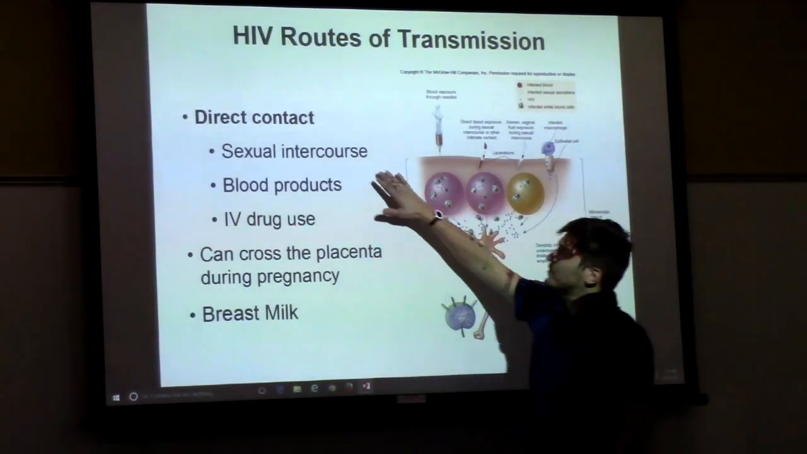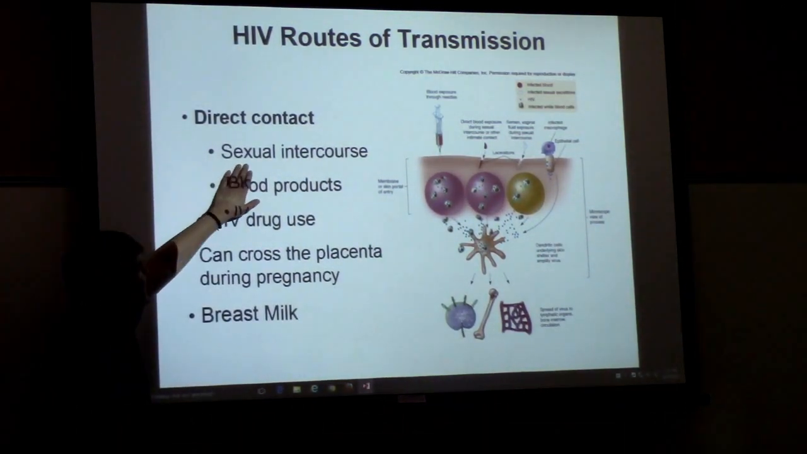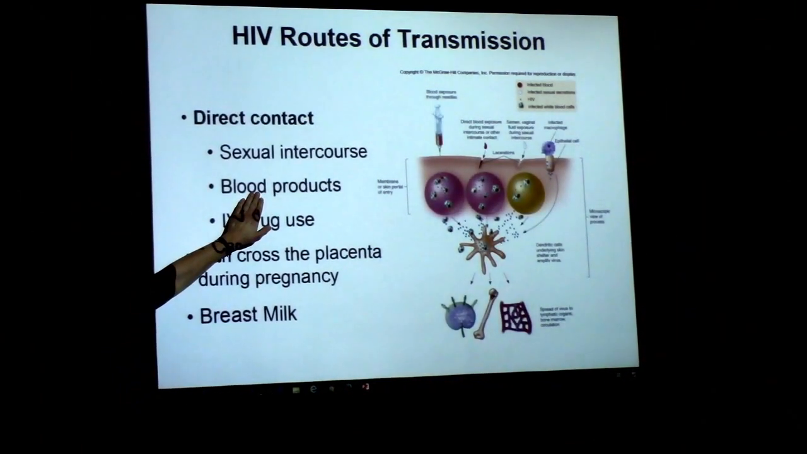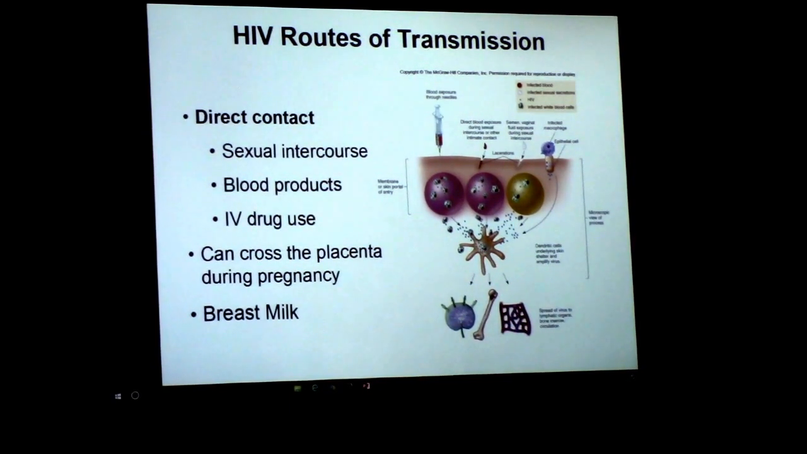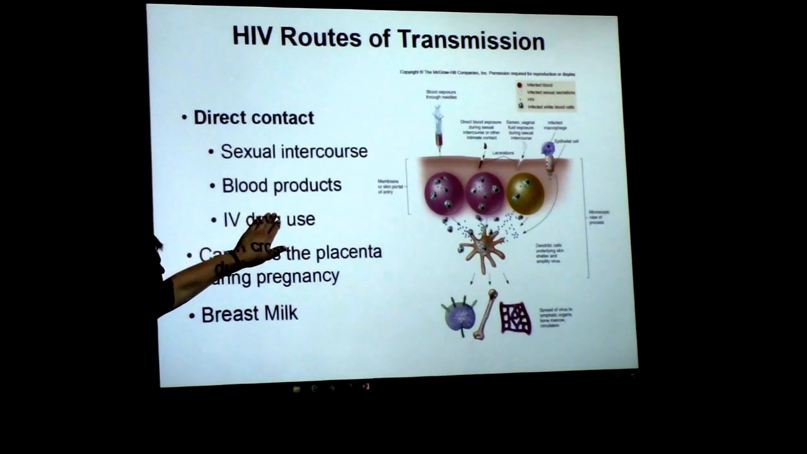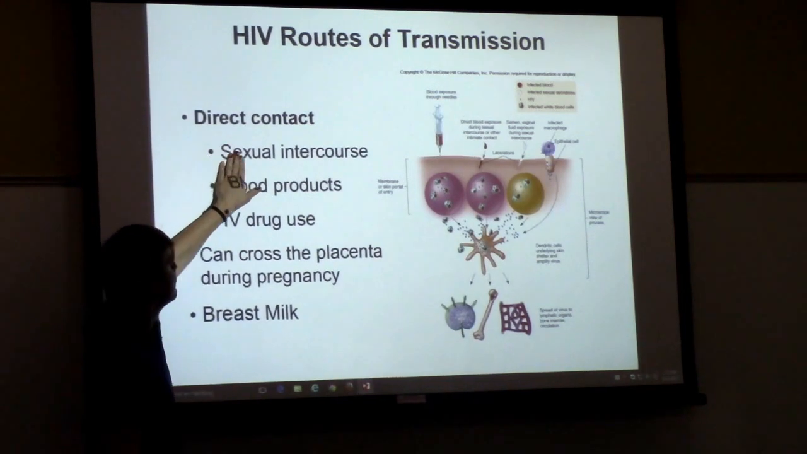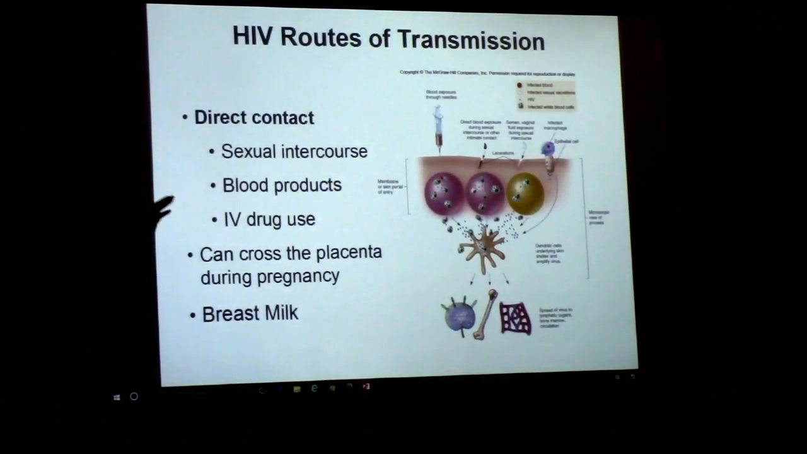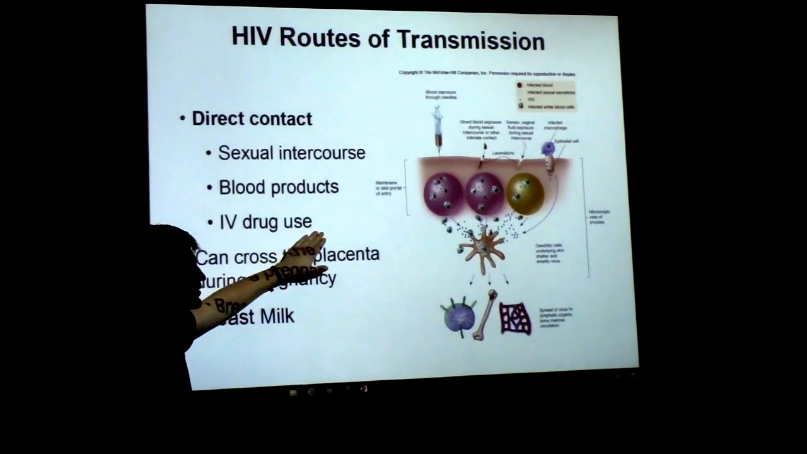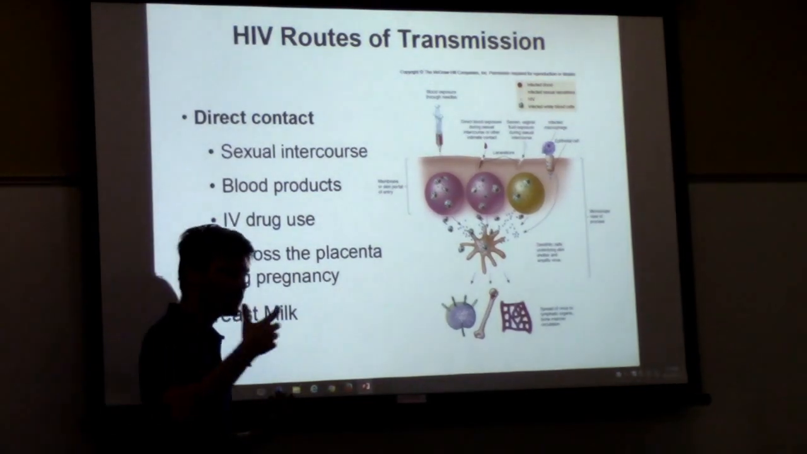Because it's primarily transmitted through blood and sexual fluid, it is often transmitted through sexual intercourse, contaminated blood products, or IV drug use. Okay. And depending on what country you look at and the epidemic in that country, the amount of infections from each of these different types of transmission can vary greatly. In the United States, most of HIV is transmitted through sexual intercourse, but if you go to a country like Russia, 80% of the infections are transmitted through IV drug use. Okay? So it really just depends on the culture and the norms and how things get transmitted.